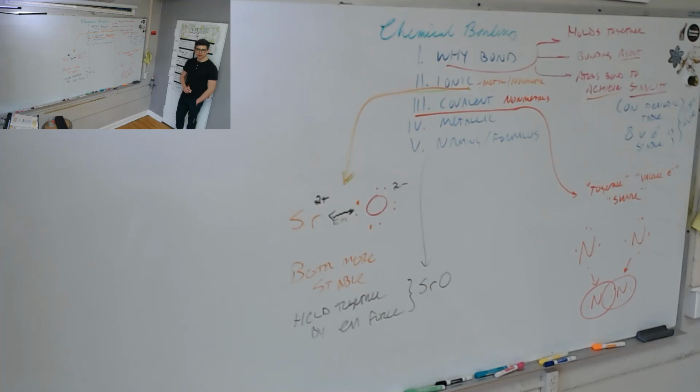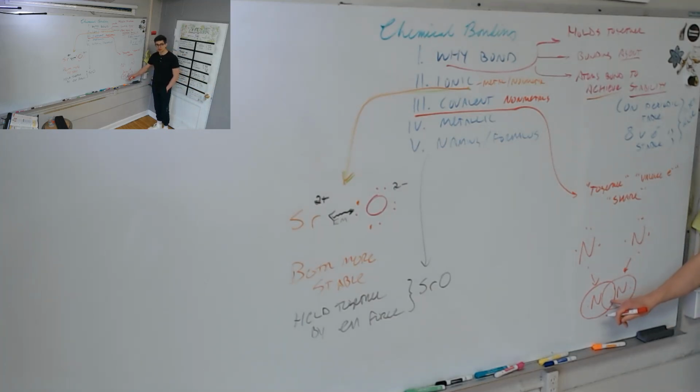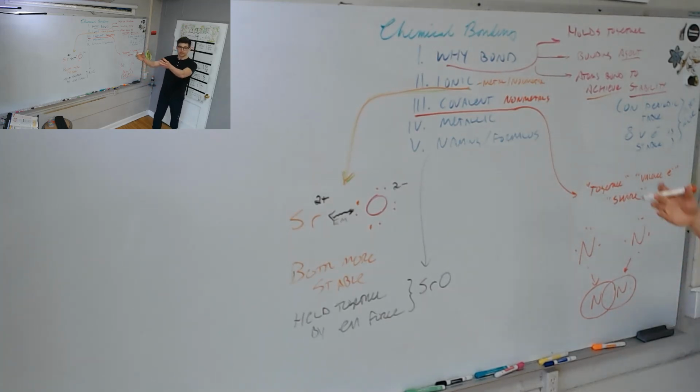And what's holding them together? Well, the electrons from both nitrogens are attracted to both nuclei, and so the protons in this nucleus are attracting all of the electrons, and all of these electrons are also attracting these protons. And so they kind of move together as a pile through space.